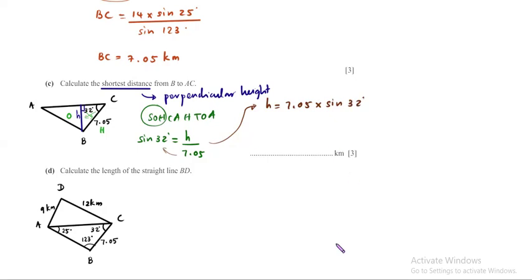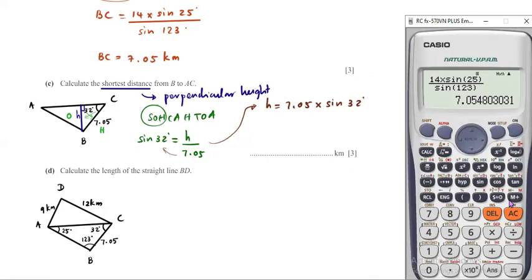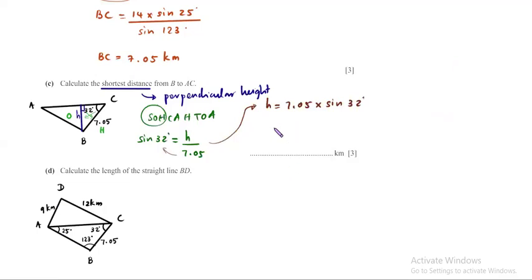Let's quickly put this in the calculator and see what we get as the answer. So we have 7.05 times sine 32. So this is equal to 3.735. So I can write it correct to two decimal places as 3.74. So this is equal to 3.74 kilometers.